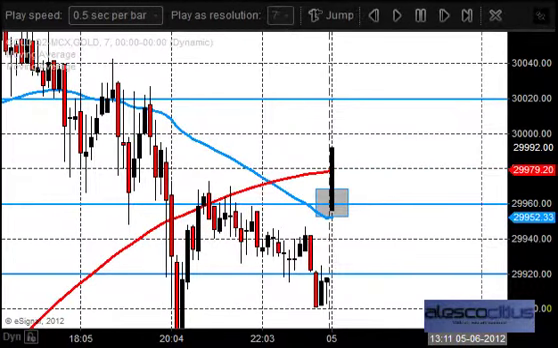Good morning. In this presentation we are going to see how we can trade in MCX Gold today. Before looking into that, let's see what happened yesterday and what we expected yesterday.